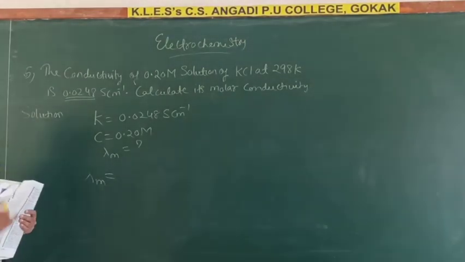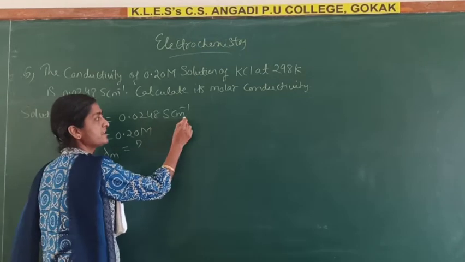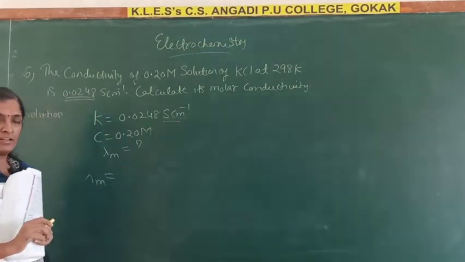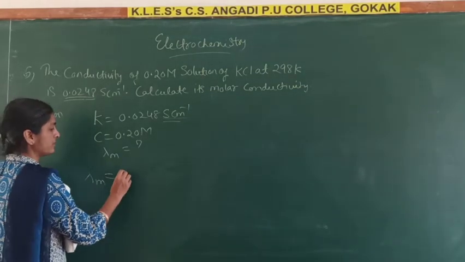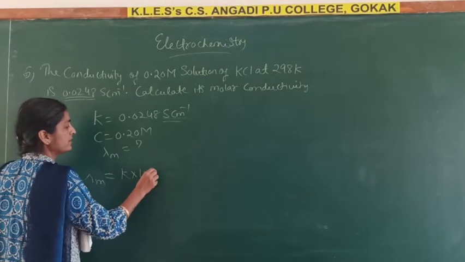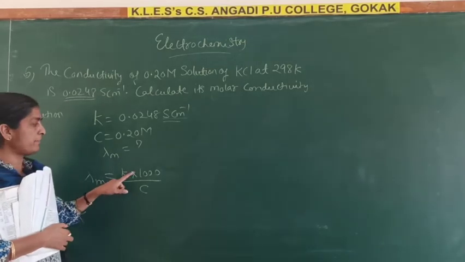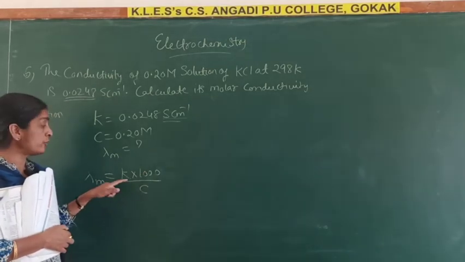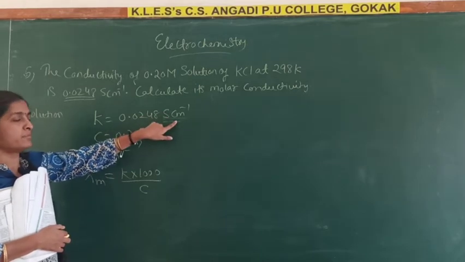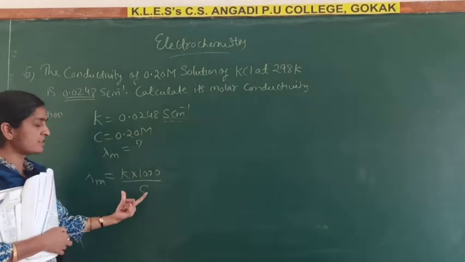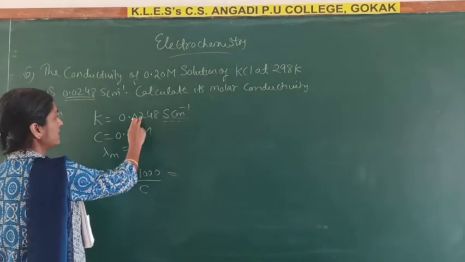Now look here. When the conductivity is in Siemens per centimeter, what formula are you going to use? Kappa into 1000 divided by C. Lambda m is equal to kappa into 1000 by C. This you are going to use when the unit of conductivity is Siemens per centimeter. This is the formula you are going to use for finding out the molar conductivity.